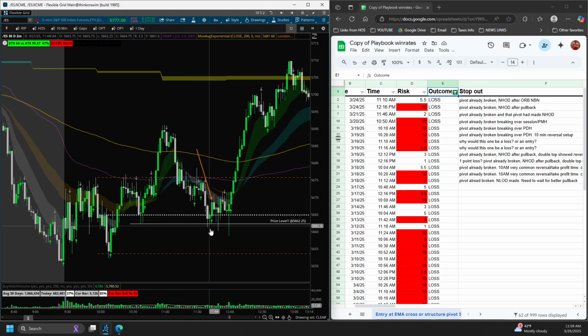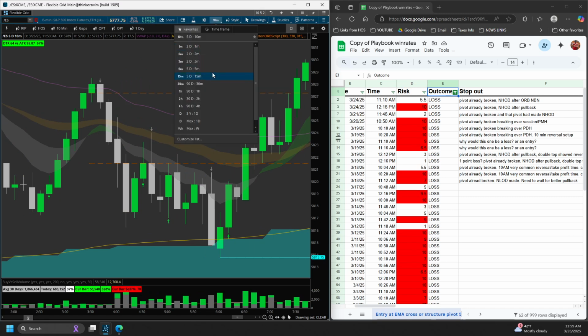Yep. But that's the big thing I saw there: you broke the pivot that originally had made high of day, but you couldn't close below it. Right. So this will be maybe tough, but I'm just thinking right now, and you can tell me if I'm onto something or not.